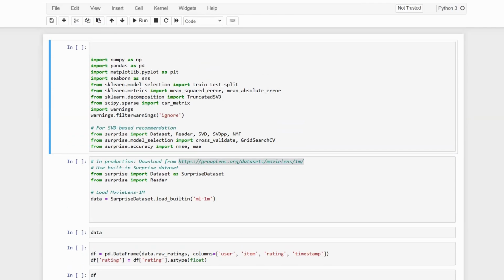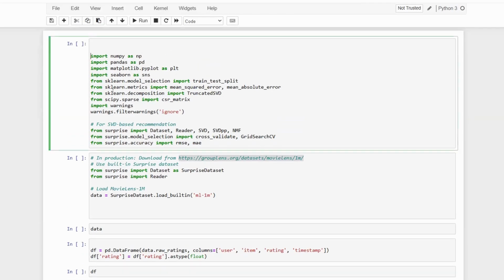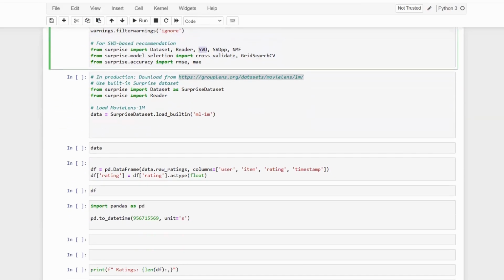So the first thing that I'll start by doing is adding all the packages that I'm gonna use. One of the packages that I'm gonna be using is SVD, which is a recommendation system model. So those are just importing your packages. Then from there, I'm just gonna import the surprise package. Then from there, I'll just import the data.